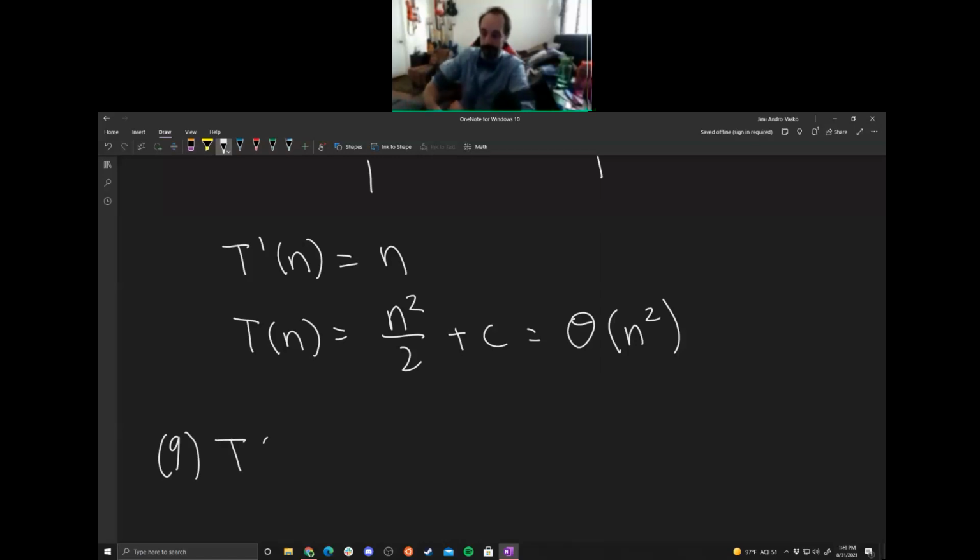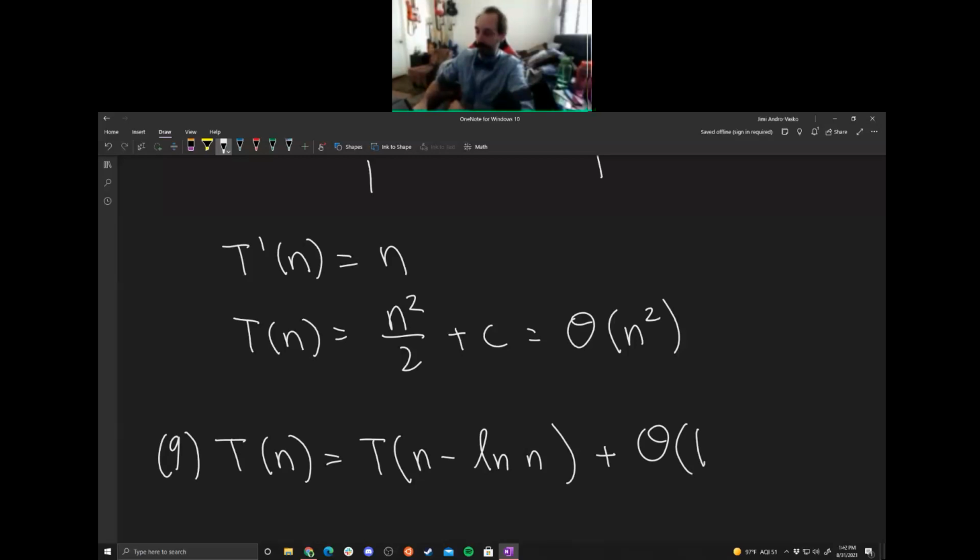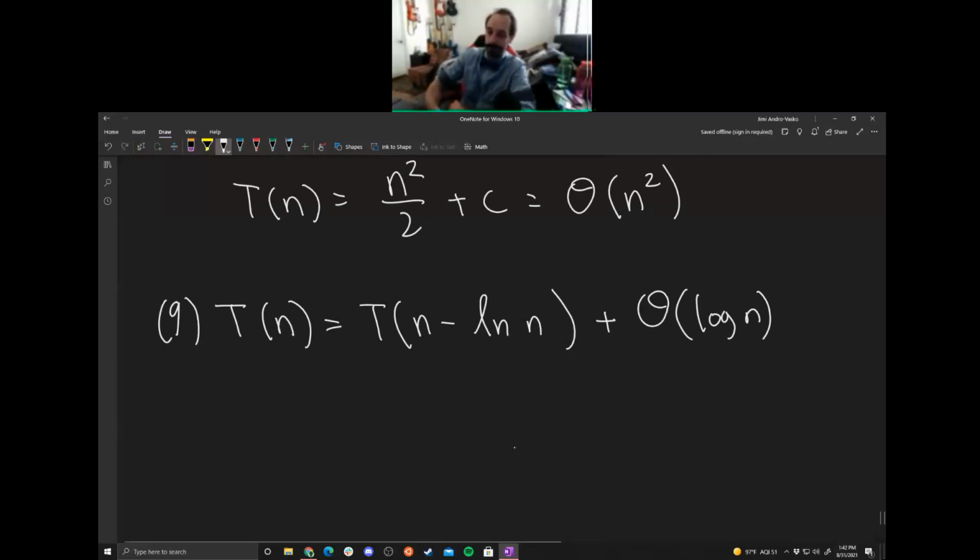We have T(n) = T(n - log n) + theta(log n), and I'll use natural log. This one is a little bit interesting. The previous one was very simple because it was just subtracting by 1, so we did it n number of times. But let's work this one out the same way we did the other one.